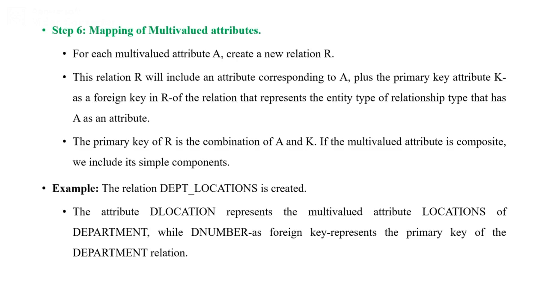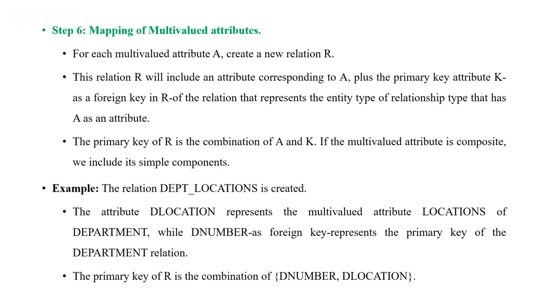When we combine them together, by using that primary key or foreign key constraint, we can refer to the department location. That is, the primary key of R is the combination of these two, that is department number as well as department location.